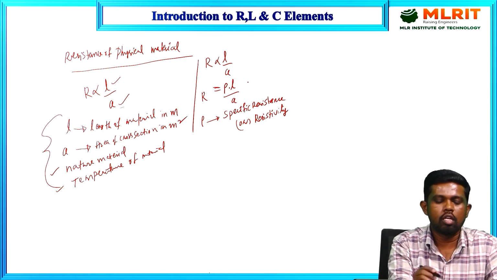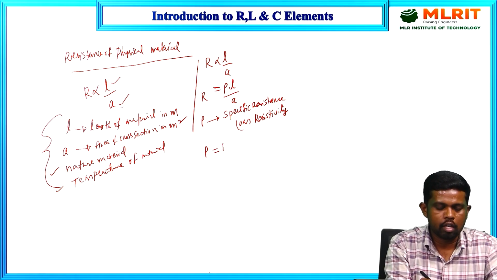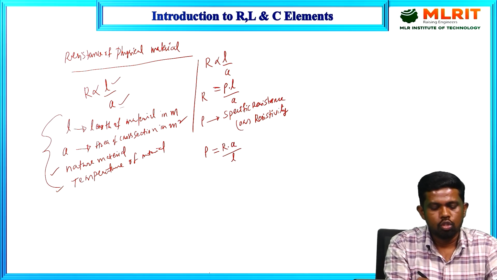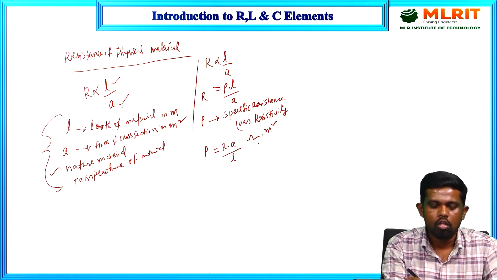Based on this formula only we have to define it. Rho is the quantity, and the remaining parameters are simply taken by cross multiplication: rho equals R into A upon L. R is the resistance of the material measured in ohms, A is the area measured in meter square, and L is the length measured in meters. So finally the unit of this one is ohm meter.